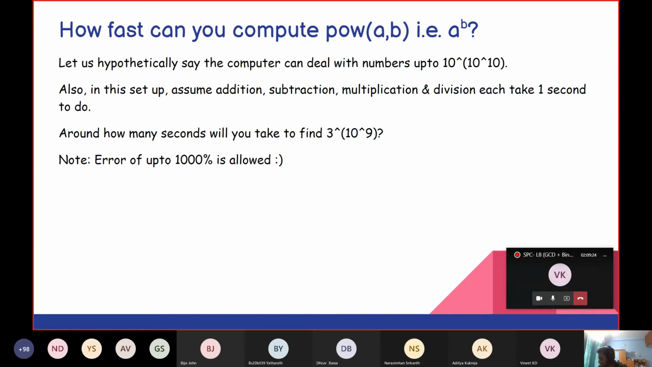Okay, any other answers? More efficient ones? You can't spend 10 power 9 seconds living, right? I don't think your lifespan is 10 power 9 seconds. I don't think you can live that long. So, anything better? Something that you can do better?